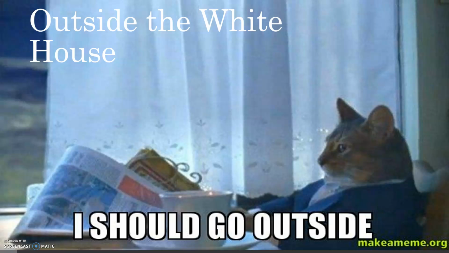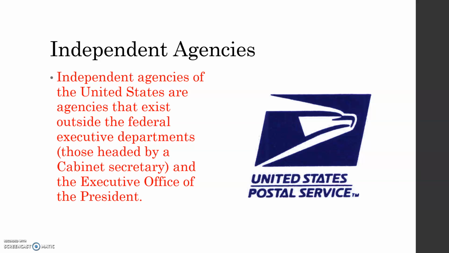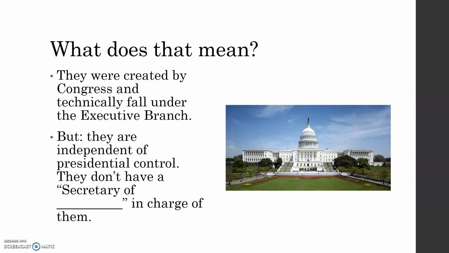Now, there's a little bit more to the executive branch, which is outside the White House. I'm just going to keep it really short and sweet. We call those independent agencies. Long story short, there are different agencies that exist outside the actual White House, but they are still under the authority of the executive branch. They were created by Congress. They technically fall in the executive branch, but they're independent of the president's control, meaning the president doesn't do a whole lot with them, other than sign bills that fund them, essentially.